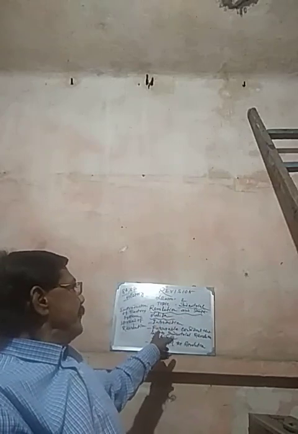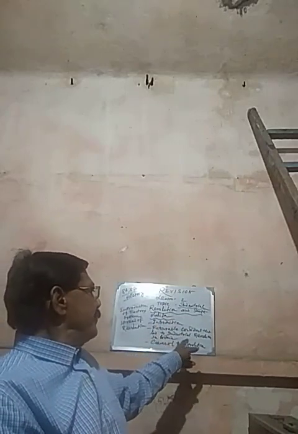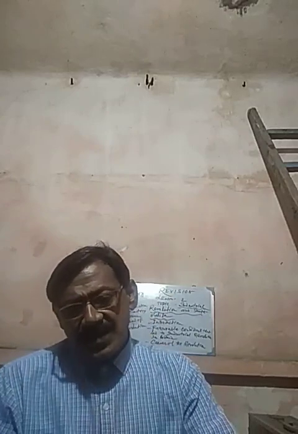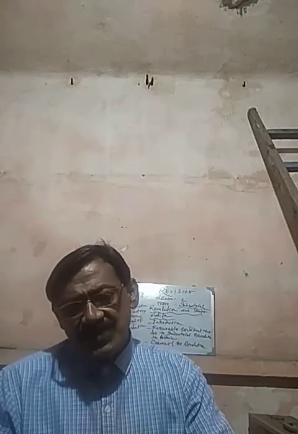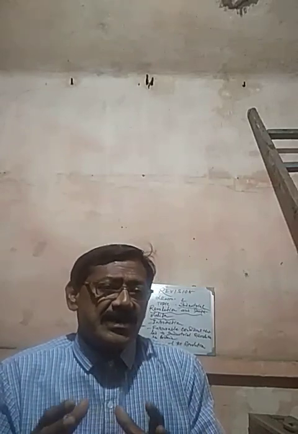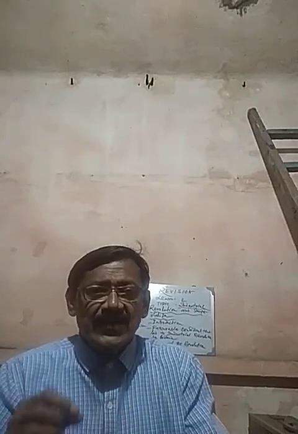The next point, my dear students, favorable conditions that led to the Industrial Revolution in Britain. Now the question is, the Industrial Revolution first took place in Britain. How and what? Because there were certain factors which led to the growth and development of the Industrial Revolution first in England. What are the factors?